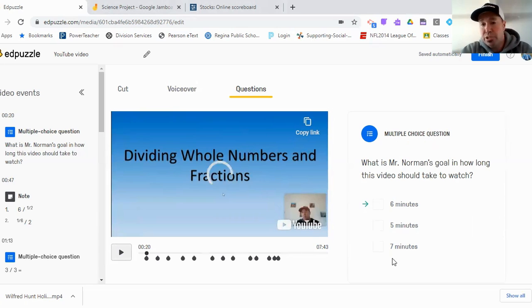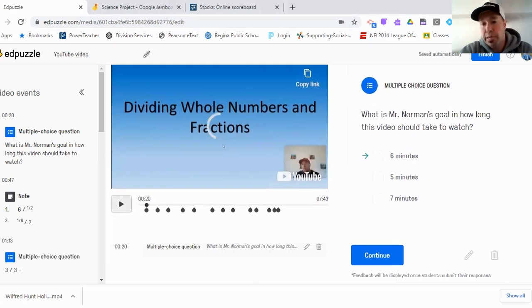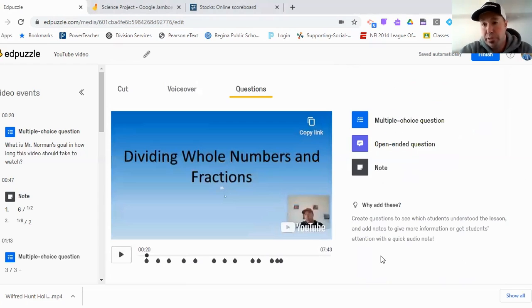Like I said, this is the teacher view. But on the student view, they would just get these 3 options and have to figure out which one's correct. They hit continue, and the video continues.